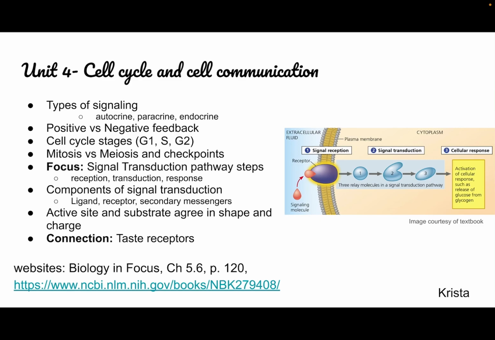It is also worth mentioning that we went over different types of signaling, such as autocrine, paracrine, endocrine, negative versus positive feedback, as well as the stages of the cell cycle, which are G1, S, and G2, which don't connect to the lab, but it's still worth mentioning that we went over them.